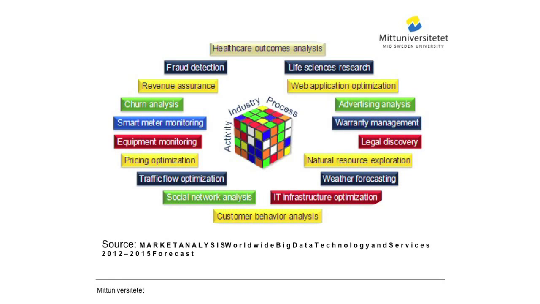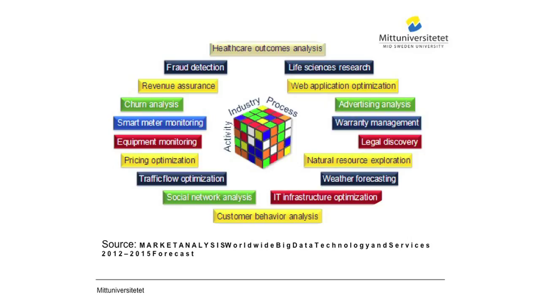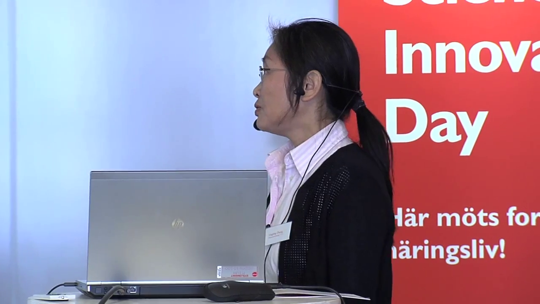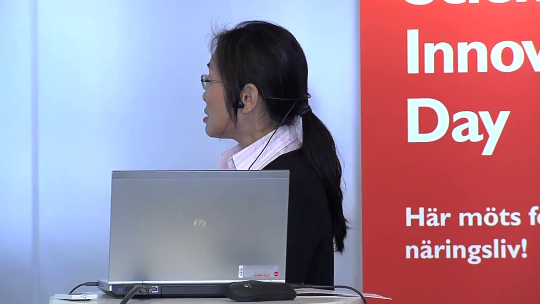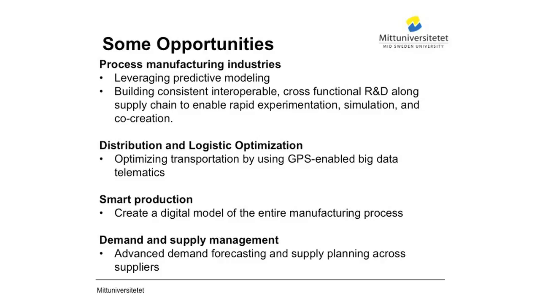So I have some kind of marketing analysis and certain kinds of applications. Many of them we are familiar with. For example, we have equipment monitoring. We're monitoring a device. We could use monitoring of smart meters in a smart grid. And we could do health outcome analysis, etc. So we have many possible applications that were not possible before, because we have this much data and more powerful computation we can do. So there are more particular application opportunities.